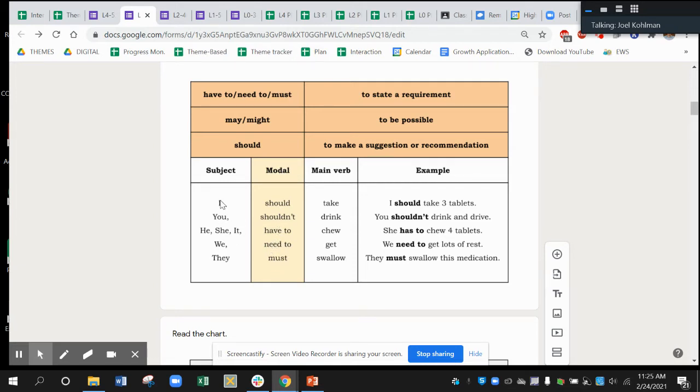I need to, I should, I must. He has to, she has to, it has to, he needs to. But if you're saying should, you still just say he should, right? And then the verb, he should take. See here with she, have changes to has. She has to chew 4 tablets. So it's subject, modal, and verb.